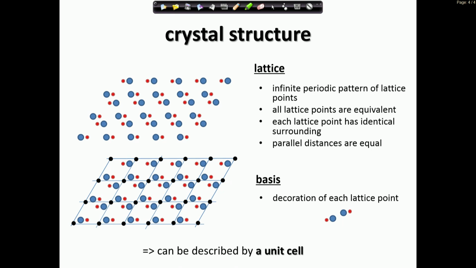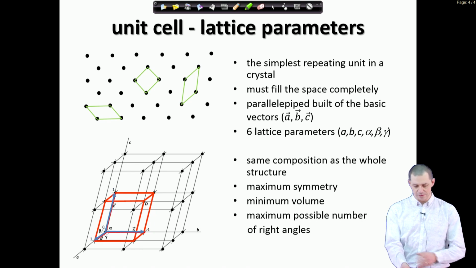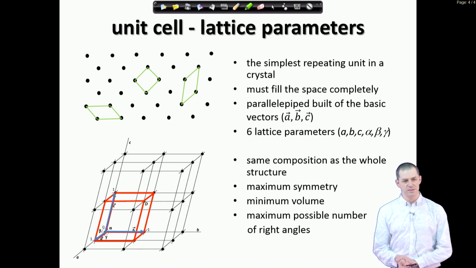And then you can say that the crystal structure is obtained by taking the lattice, the lattice of black points, and decorating each lattice point with the basis, which is the structural motif. The lattice can be described with the unit cell. So here you see the lattice, this is a lattice of black points, and the green rectangles, or in 3D parallelepipeds, show different ways of selecting a unit cell in the lattice.